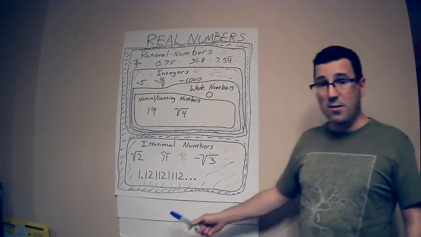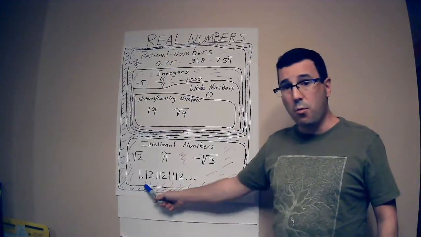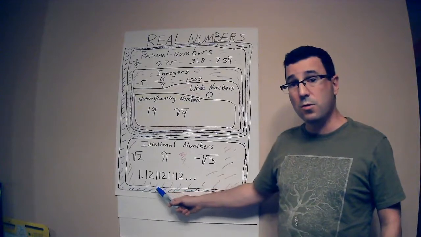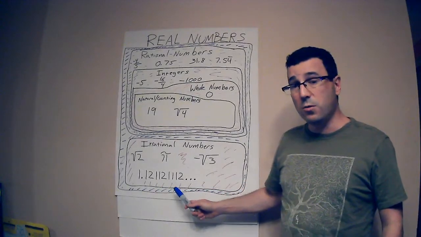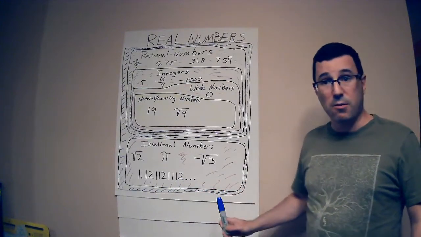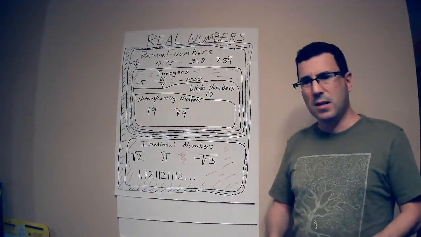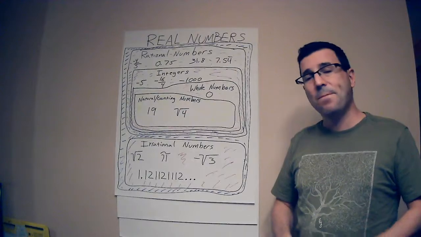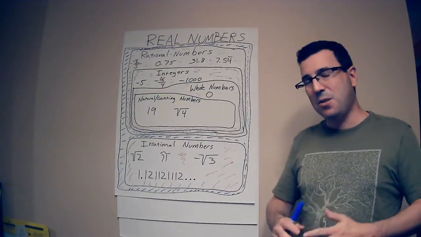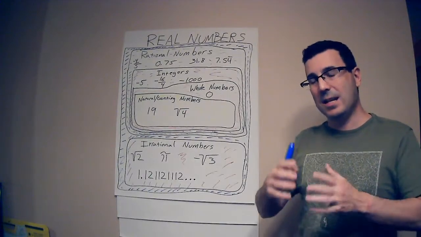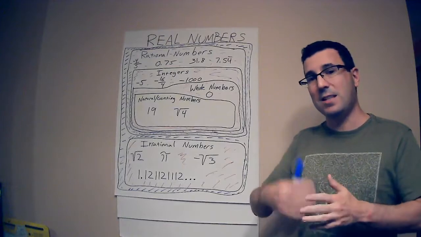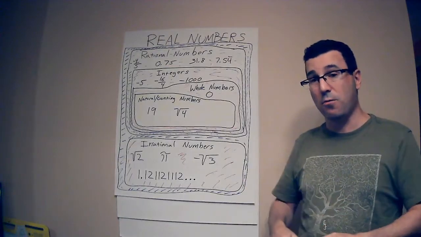And then I have down here 1.12, 112, 1112, etc., etc. And at first you might be like, Mr. Oakes, but that's repeating. It's got a pattern. Yes, there's a pattern, but the pattern isn't a consistent pattern that stays the exact same thing over and over.